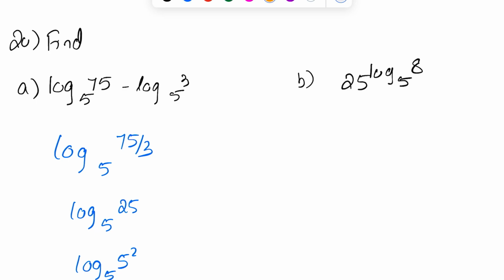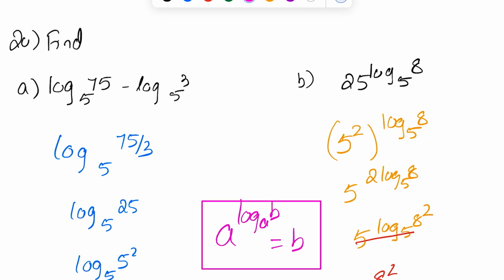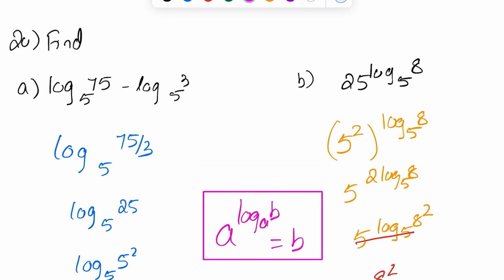Now how do I write this one? 25 can be written as 5 square, to the power of log 8 to the base 5. So it becomes 5 to the power of 2 log 8 to the base 5. 5 to the power of 2 goes to the power of 8 square. And we know that this 5 and 5 get cancelled if it is in that form. So the answer is only 8 square, which is 64. Because we need to know one property: a to the power of log b to the base a equals b. If we know this formula, then we can do that. a and a should be the same, then they get cancelled and the answer will be b.